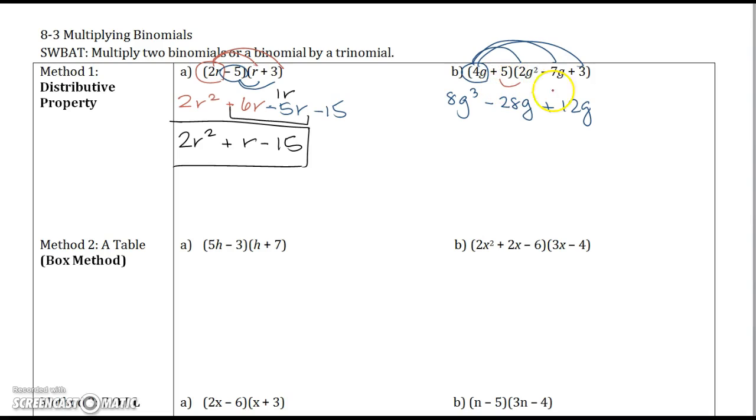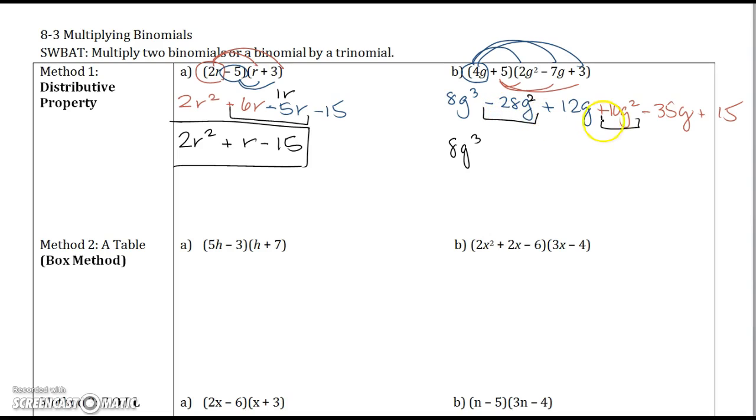5 times 2g squared is positive 10g squared. 5 times negative 7g, negative 35g. And then 5 times 3 plus 15. Last step, combine your like terms. So 8g cubed had nothing. I think this was squared. Yeah, this was squared. Sorry, guys. So then these two I'll combine.